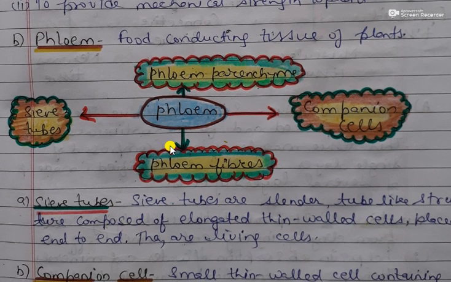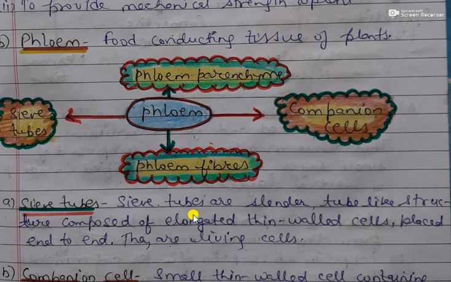Now we will study about the phloem. Phloem is the food conducting tissue of plant. It conducts the prepared food from the leaves to the different parts of the plant. Now phloem also comprises of four elements: sieve tubes, companion cells, phloem parenchyma and phloem fibers. Sieve tubes are long tube-like structures which are composed of thin-walled and elongated cells. The cells of sieve tubes are living cells.